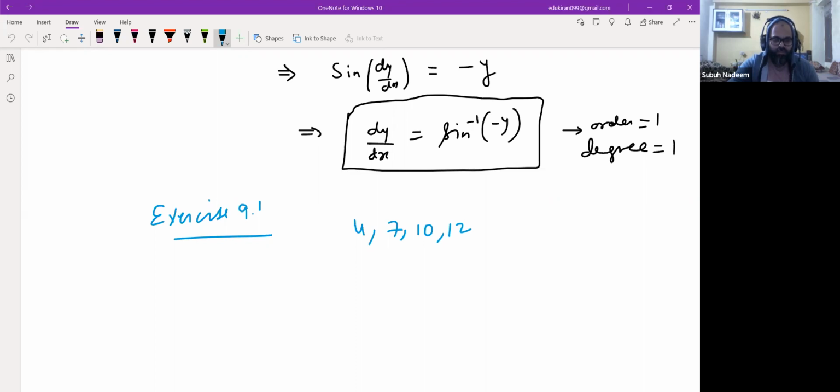So for the 2, the order is 2. For 4, the order is 2, correct? Degree is also 2. Is that sure? Degree is not defined. The degree is not defined because it is not a polynomial in derivatives.